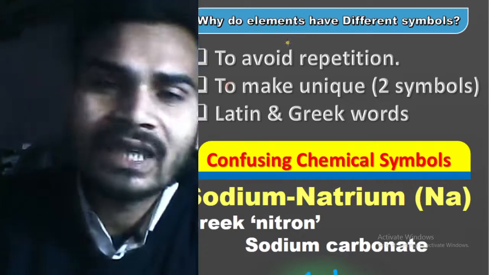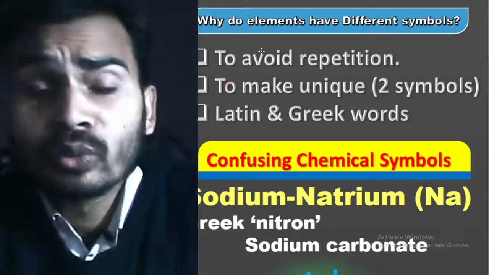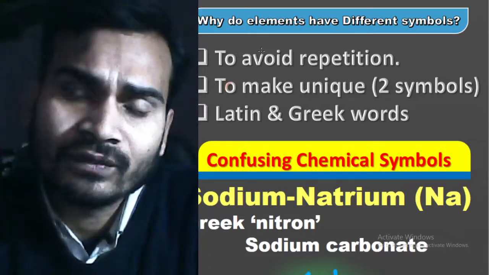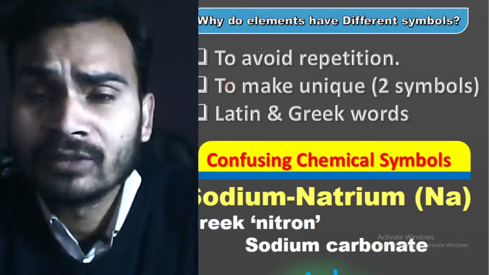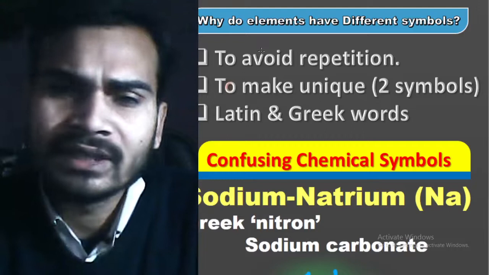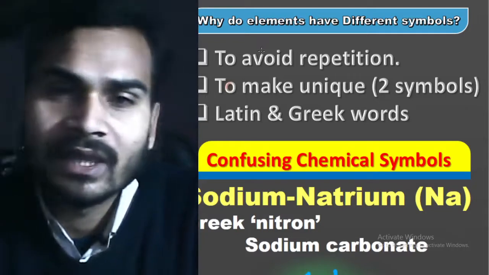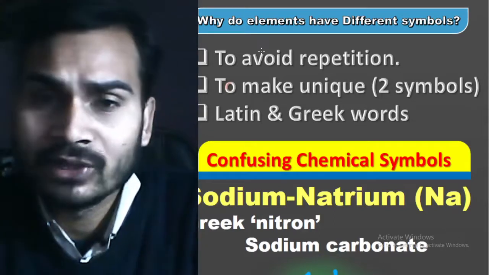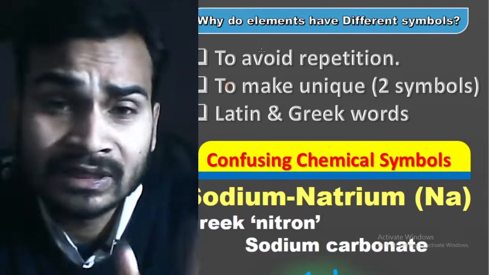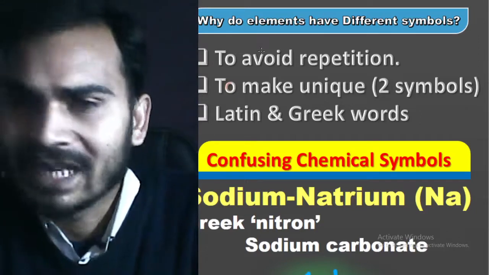Before starting this video, I want to ask a few questions. Who is the scientist who gave the first representation of these elements? If you know the answer, you can comment it. I'm going to give the answer also. John Dalton is the scientist who gave the first idea about the symbols of elements, and the modern symbol technique which we are using right now was given by Berzelius. So these two scientists contributed in the field of naming elements.